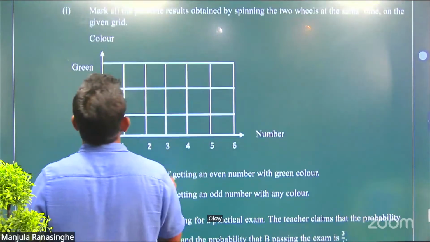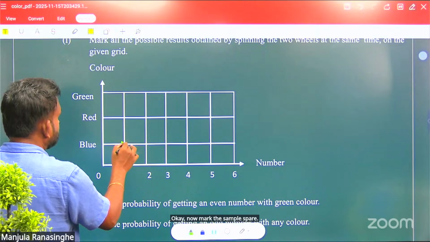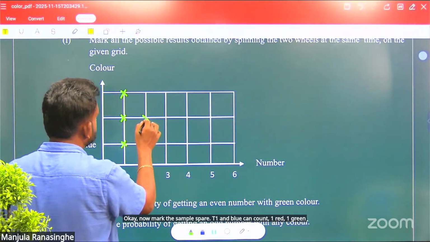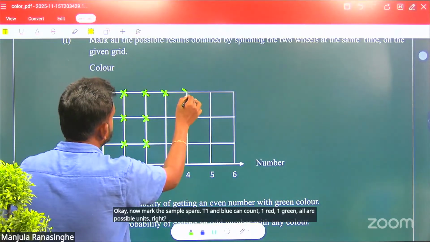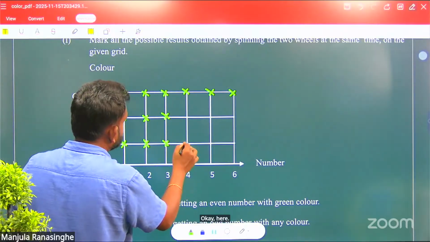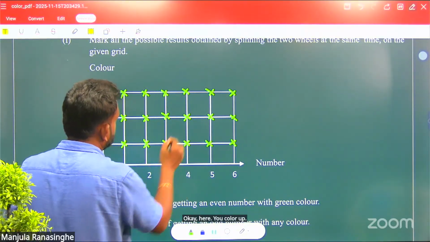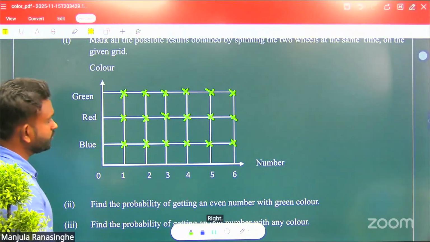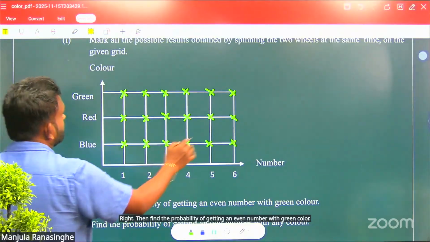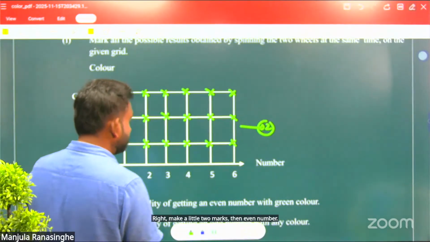Now mark the sample space. Here one and blue can come, one red, one green, all are possible outcomes. You color all of these here. Then find the probability of getting an even number with green color. Make it 2 marks.